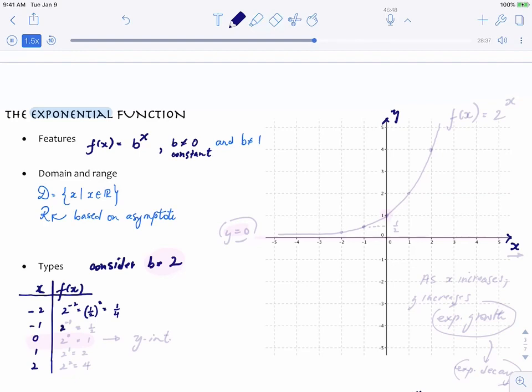Okay, and then we have a 2 to the negative 1, which is 1 over 2. And then 2 to the 0, what is that? That's a 1. Then 2 to the 1 is 2, and 2 squared gives us back the 4.